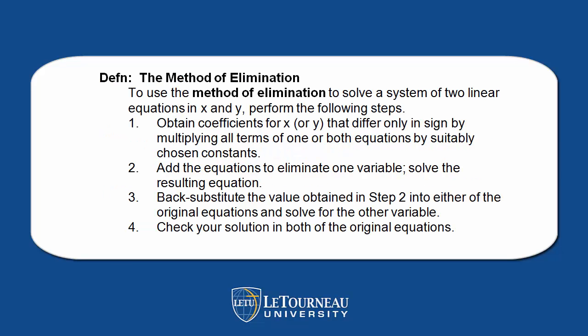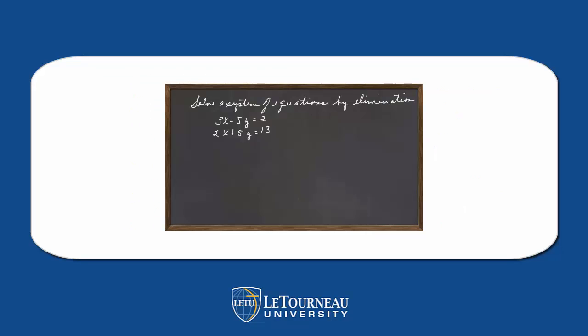The method of elimination. 1. Obtain coefficients for x or y that differ only in sign by multiplying all terms of one or both equations by suitable constants. 2. Add the equations to eliminate one variable and solve the resulting equation. 3. Back substitute to solve for the other variable and check your solution. I hope you remember how to do this from some of your high school classes, but let's do some examples. How about 3x minus 5y equals 2?